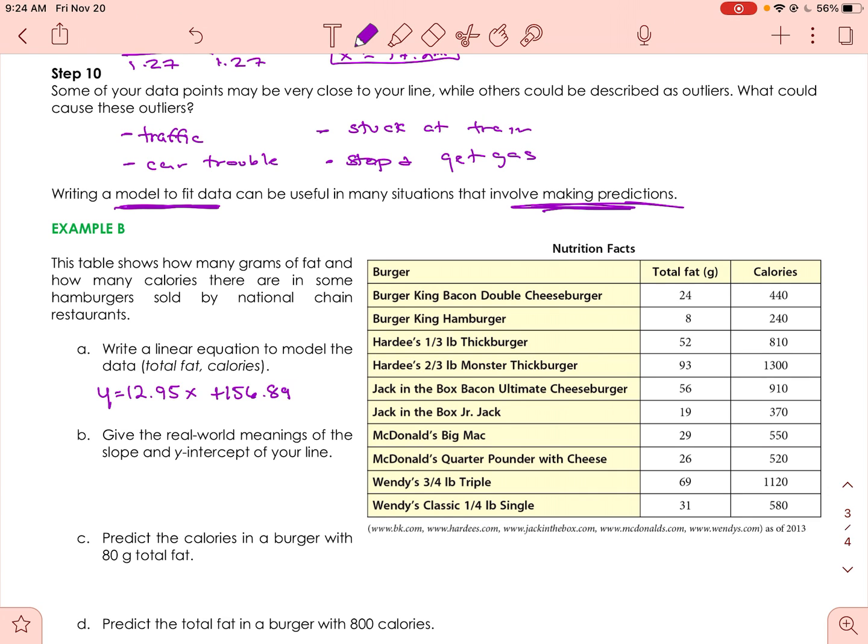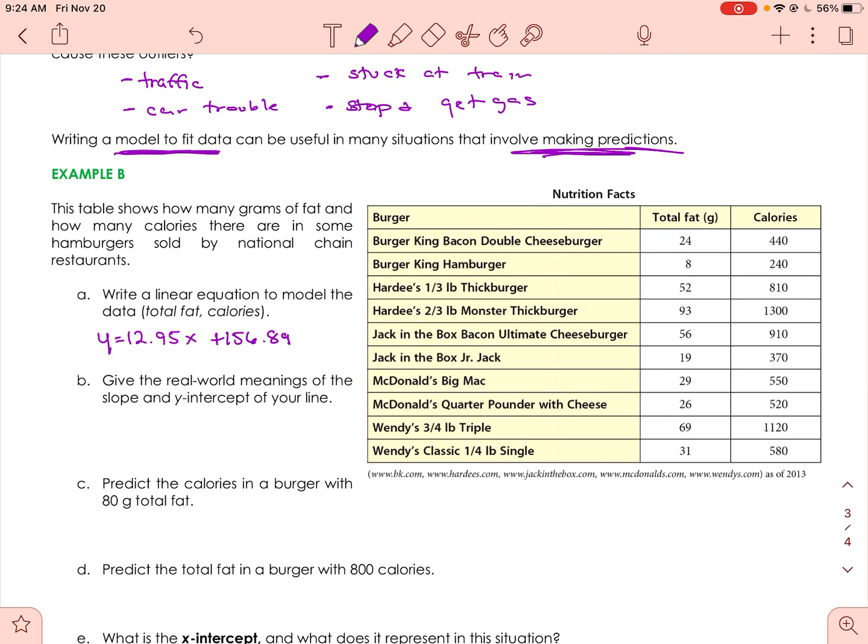It says give the real world meanings of the slope and y-intercept of your line. So the slope, again change in y over change in x, would mean that you have 12.95. Your y value is calories, so calories per, and your total fat is your x coordinate, so per 1 gram of fat.